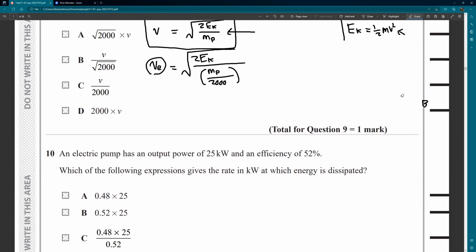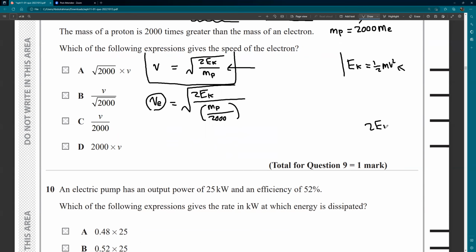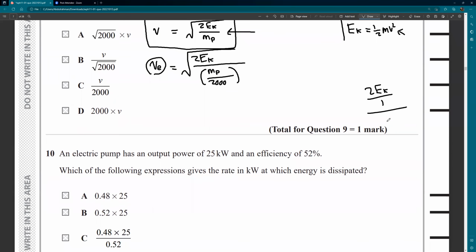Or you could just use a four-way fraction and say that this is technically 2 EK over 1, right? Because 2 over 1 is just 2, right? And over MP over 2000. And then the four-way fractions are really easy to solve. You just multiply the ones further apart and the ones closer apart. So this just becomes equal to 2EK multiplied by 2000 over MP.